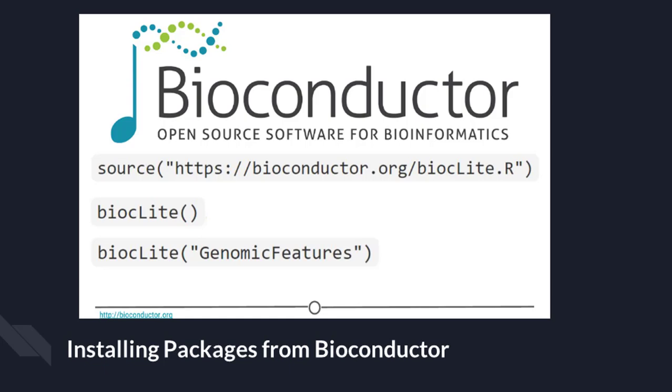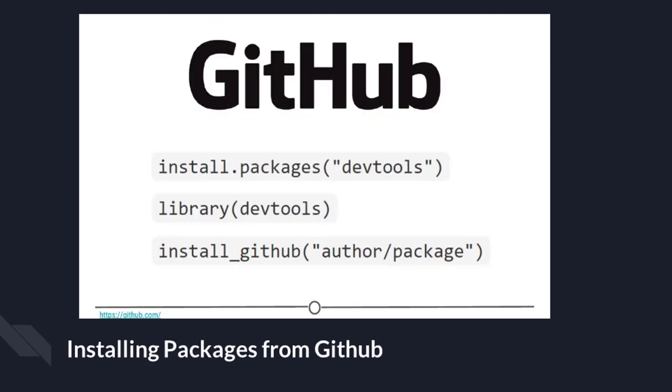Following this, you call the package you want to install in quotes between the parentheses of the biocLite command, just like in the slides. Next is installing from GitHub. This is a more specific case that you probably won't run into too often. In the event you want to do this, you first must find the package you want on GitHub and take note of both the package name and the author of the package.